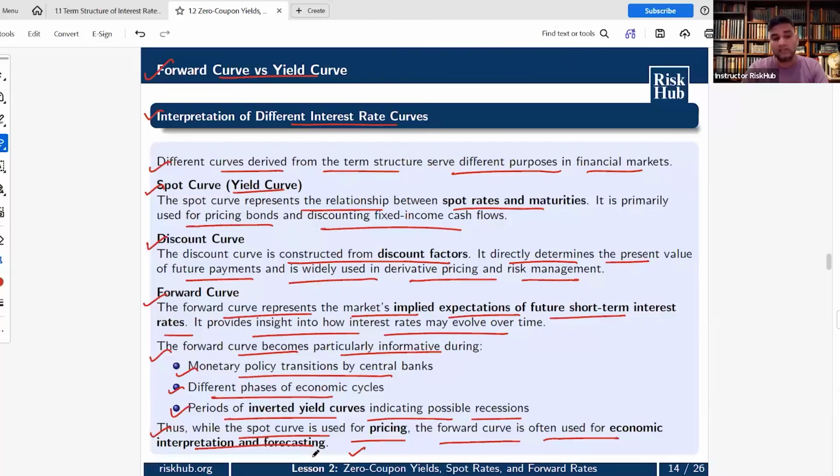The slide lists three conditions in which the forward curve carries the most information: central bank policy turning points, different phases of the economic cycle, and inverted curves. The new term here is inverted yield curve, a curve where short maturity rates sit above long maturity rates. The closing line splits the work: the spot and discount curves are pricing tools, the forward curve is a reading tool. Technical clarification: the three curves carry identical information.